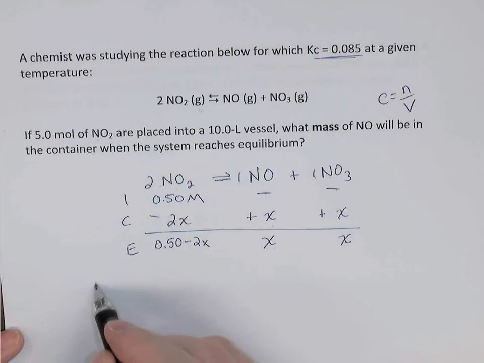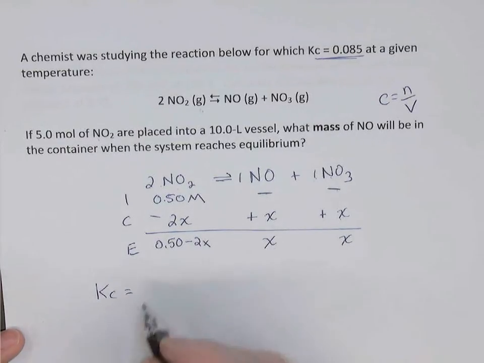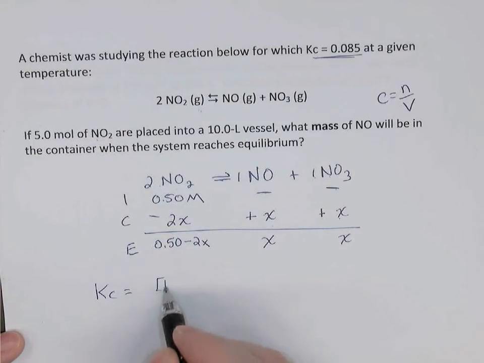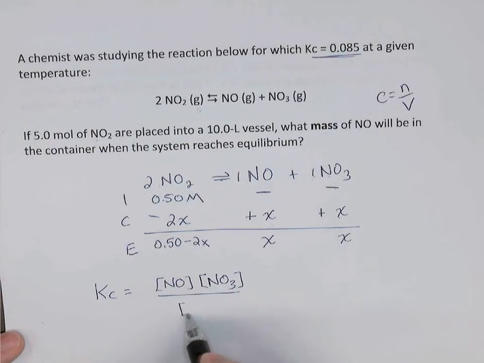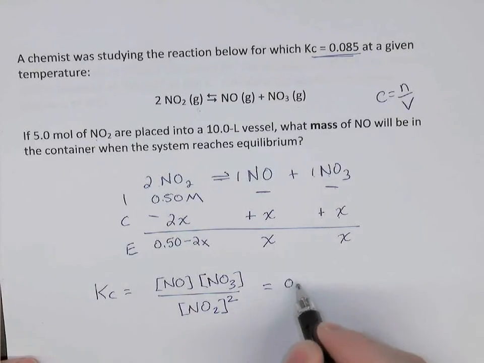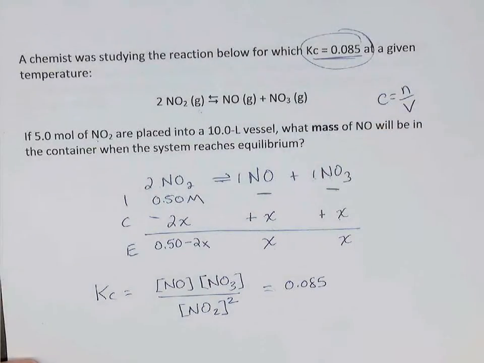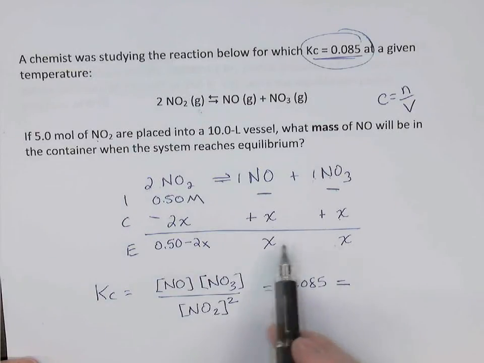So now I'm going to set up the Kc expression, because if we've got algebra, we need an equation. And the Kc here is the equation we're going to use, so NO concentration times NO3 concentration over NO2 concentration squared. So now the Kc value was 0.085, that's where I'm going to use the Kc that was given in the question, and say that that equals, let's substitute these three things into this expression.